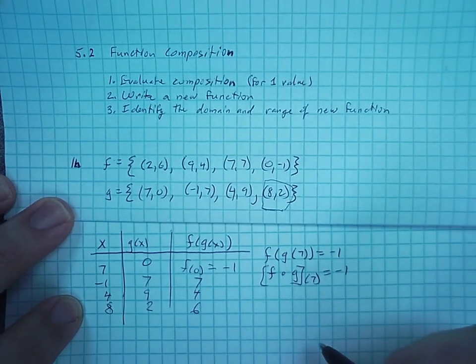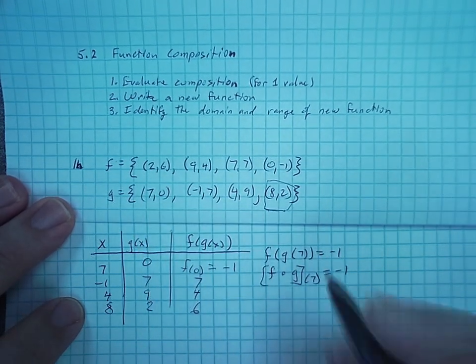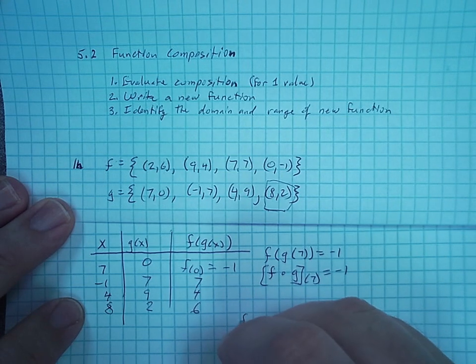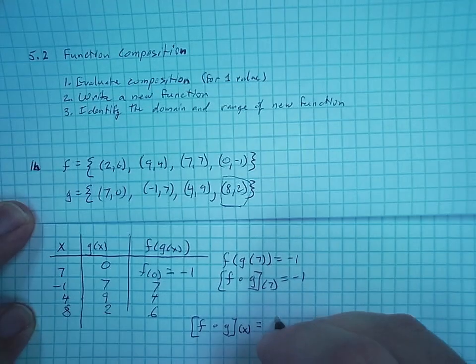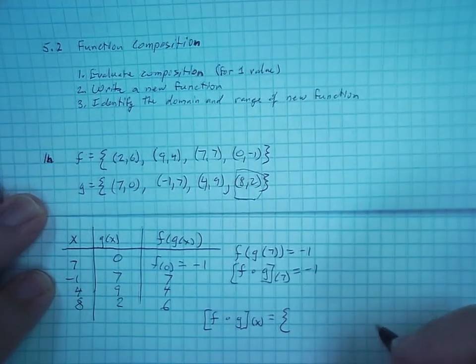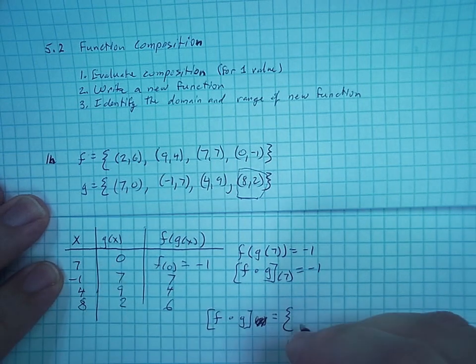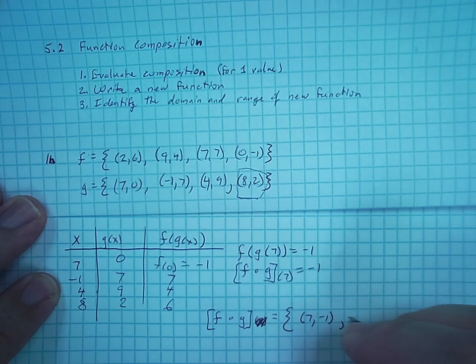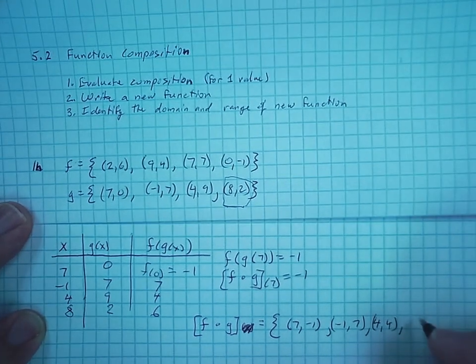So that's f of g of x. Now, this function g is only defined at these 4 points, which means if we need to write the entire relation for f of g, we can do that. We can stick it in there, and we just have to include our new points: 7, negative 1; negative 1, 7; 4, 4; and 8, 6.